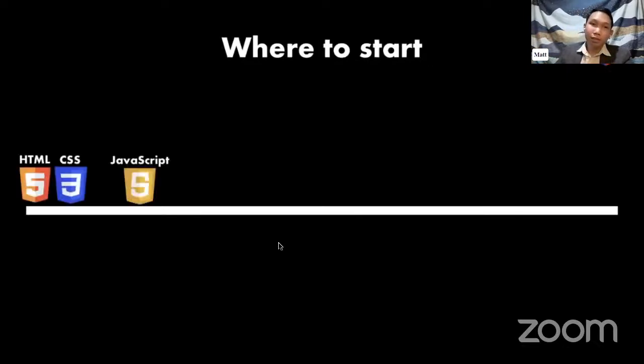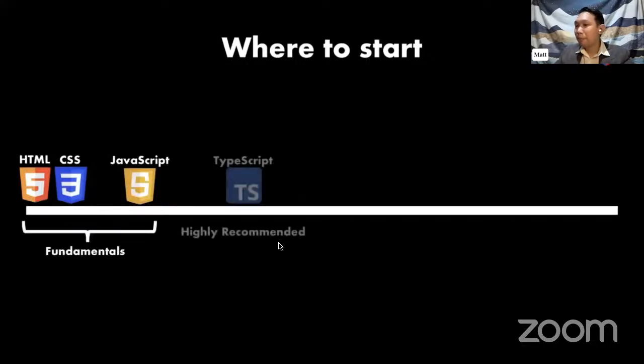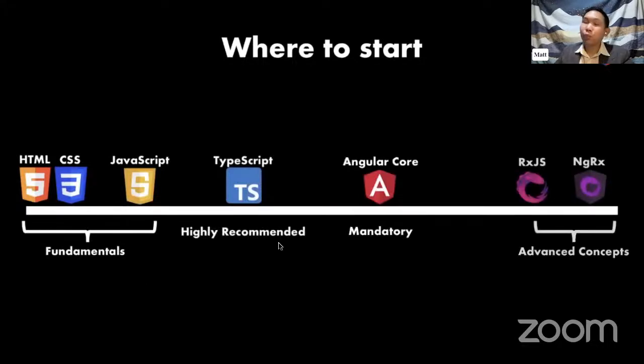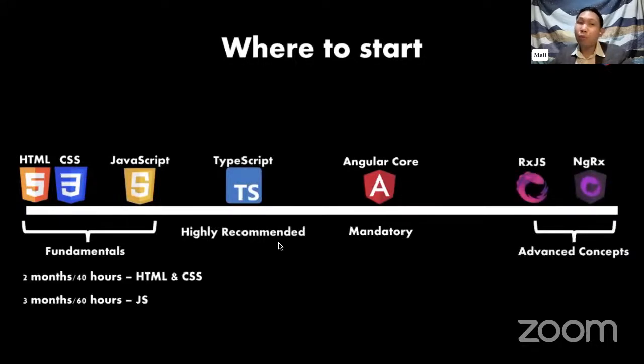So of course, we have to learn the fundamentals of web development, which are HTML, CSS, and JavaScript. And I would say it will take us around 2 months or a total of 40 hours. Maybe that's 2 hours every day on the weekdays. And after that, we could learn JavaScript. So JavaScript, it would take around 3 months, I'd say, to familiarize yourself with JavaScript.